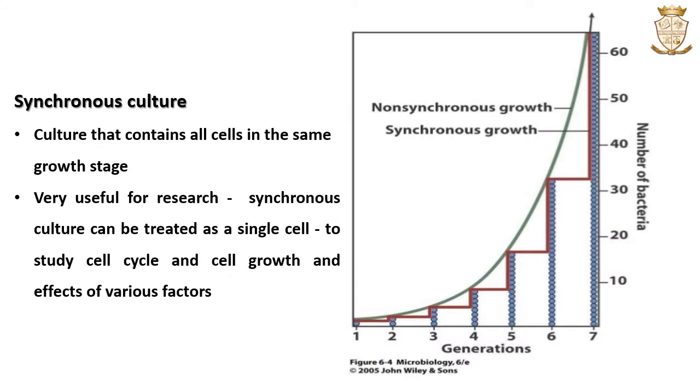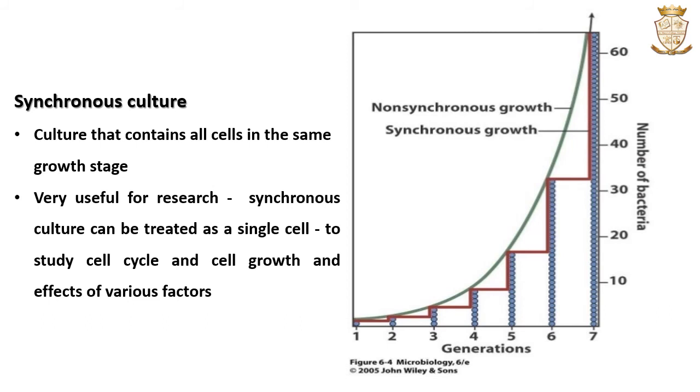Now we will discuss synchronous or synchronized culture. Generally, in any bacterial culture, there will be cells growing at different rates, and as a result, there will be cells in all stages of the cell cycle. But a synchronous or synchronized culture is a special type of culture which contains all cells in the same growth stage. Obtaining such a culture, in which there is a unified cell cycle stage, is very useful for biological research.